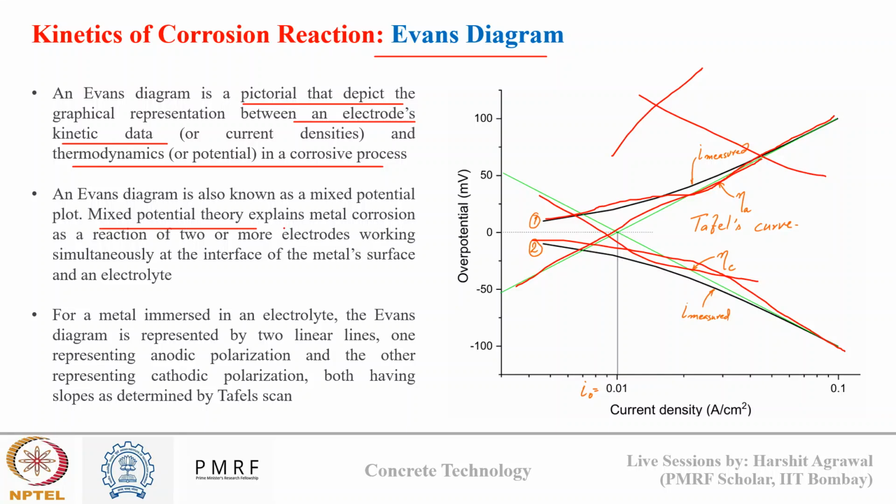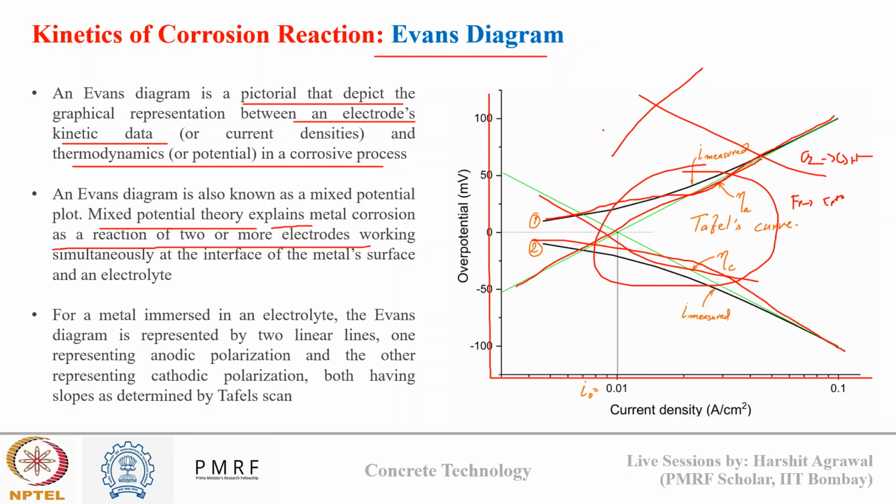Mixed potential theory explains metal corrosion as a reaction of two or more electrodes working simultaneously. So this is right now the Tafel plot for one system, like for iron converting into iron plus 2. The similar Tafel plot I can make for a reducing species also, O2 converting into OH minus. If I plot both the Tafel plots on the same curve, I can get a mixed potential response, like what will be the equilibrium potential for these two reactions to occur. That I can derive, and that is what Evans diagrams tell us about.